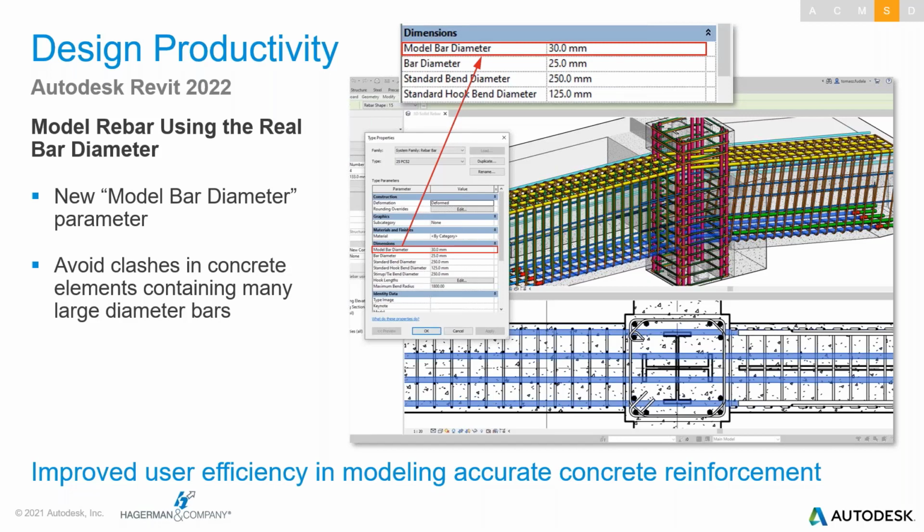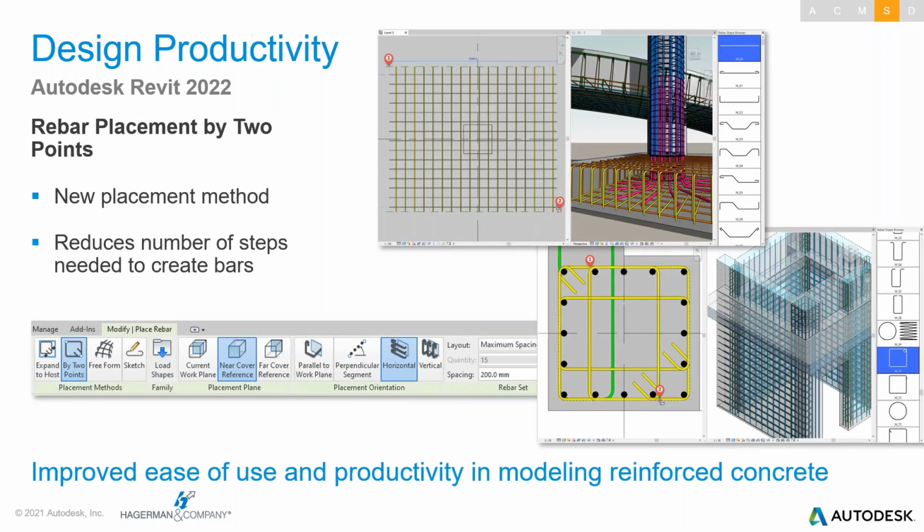So you'll see that instead of the bar diameter, we're now talking model bar diameter. And then you can now place rebars of exact dimensions aligned to any reference in the project with just 2 clicks. This reduces the number of steps needed to create bars accurately and precisely. This feature is huge for rebar modeling, and it's a real game changer for rebar detailers working in Revit.